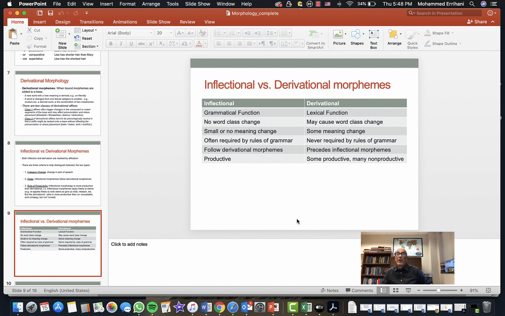Obviously, if the inflectional morphemes follow derivational morphemes, this means that derivational morphemes precede inflectional morphemes, and some might be productive, but many are non-productive, as we saw. So the un might work in unhappy, but it may not work with unsad. So you cannot say sad and unsad. Therefore, un is not a productive derivational morpheme.